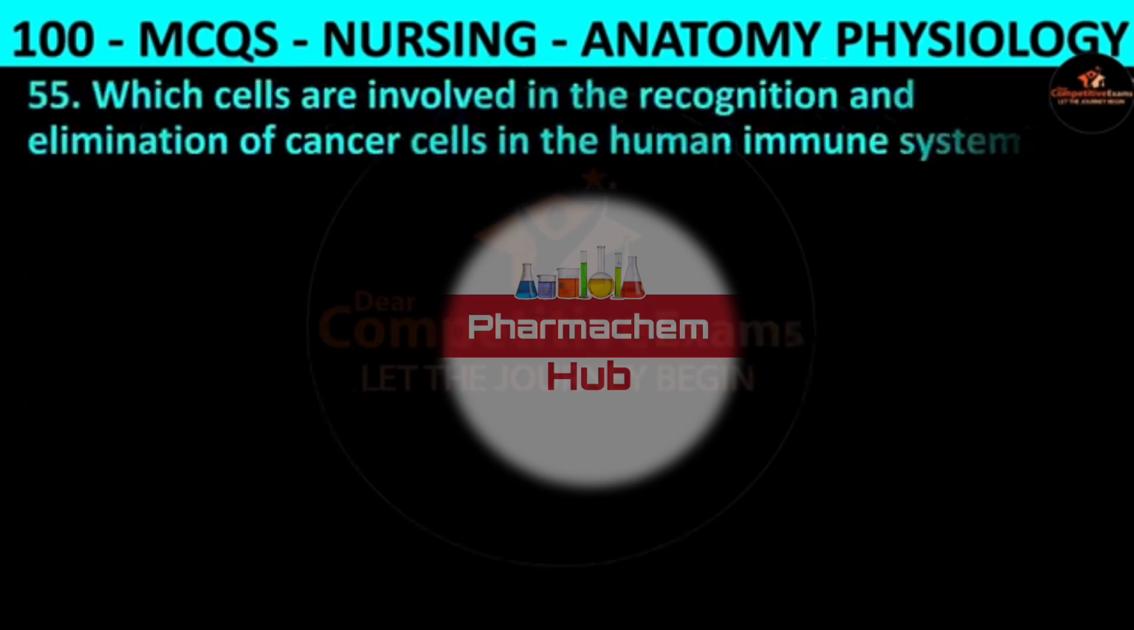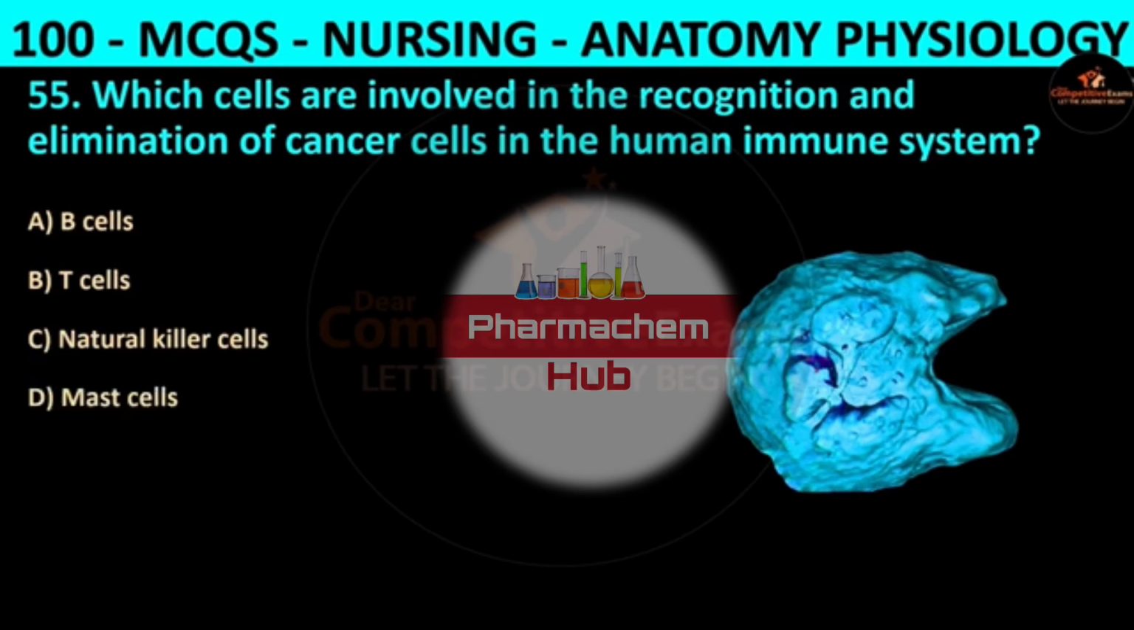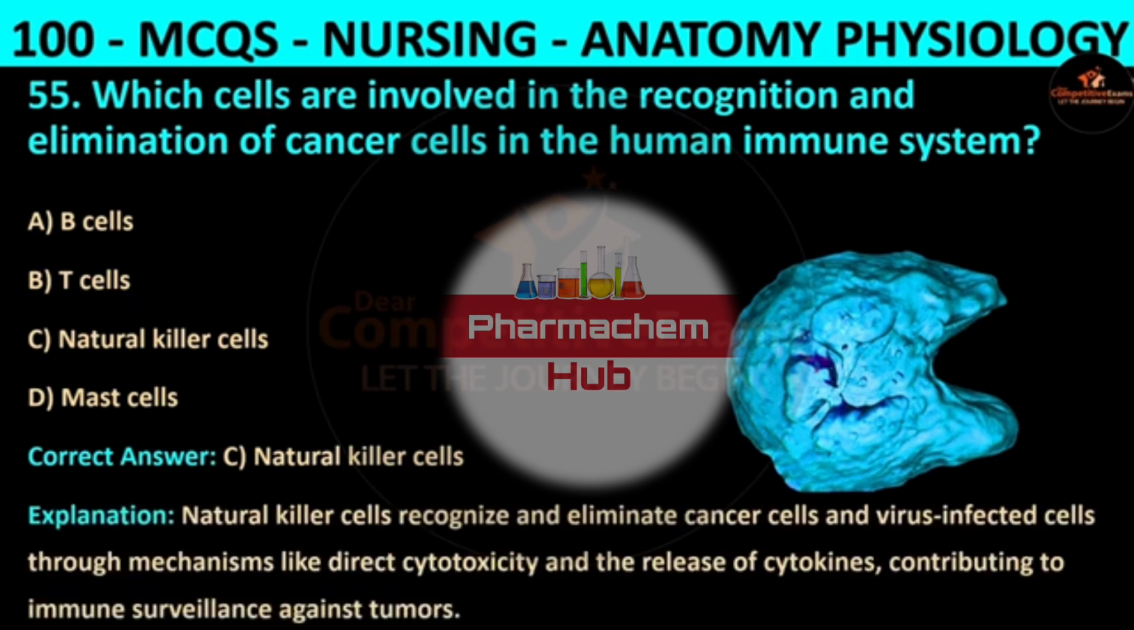Question number 55. Which cells are involved in the recognition and elimination of cancer cells in the human immune system? The options are B cells, T cells, natural killer cells, or mast cells. The correct answer is C, that is natural killer cells. Natural killer cells recognize and eliminate cancer cells and virus-infected cells through mechanisms like direct cytotoxicity and the release of cytokines, contributing to immune surveillance against tumors.